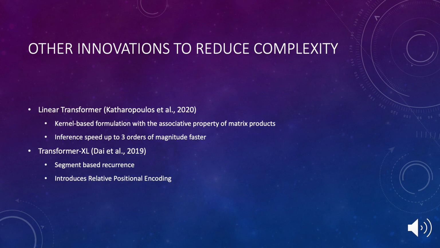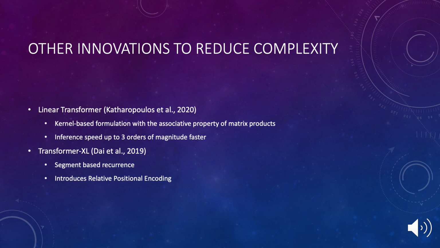So there are several other papers that they cover. The linear transformer, which is a kernel-based formulation. The main benefit here is the inference speed is up to 3 orders of magnitude faster than a vanilla transformer or some of the others that we mentioned. The Transformer-XL uses segments in its recurrence, so it can compute a little bit in parallel. But because of those segments, it needs a relative positional encoding as opposed to absolute positional encoding.